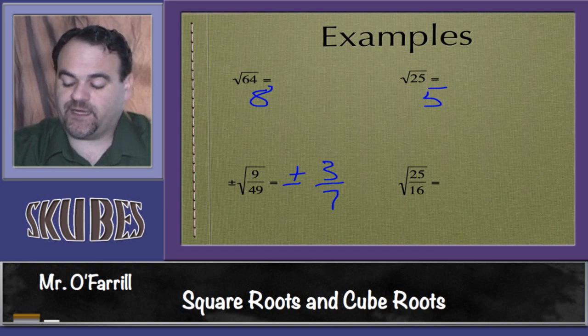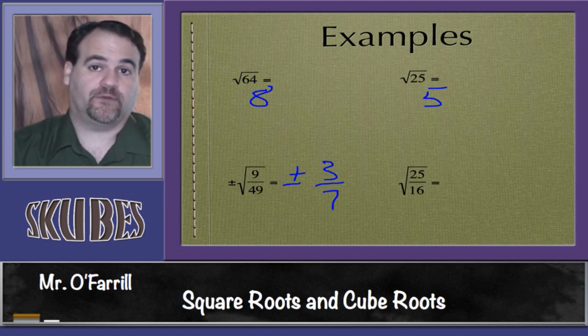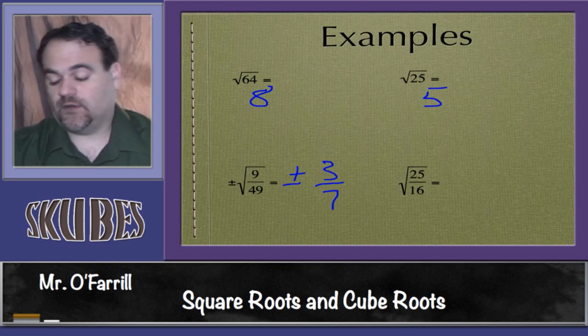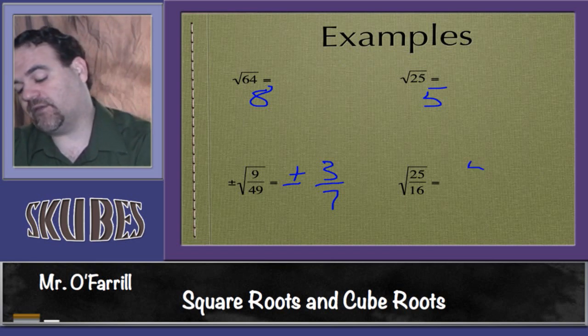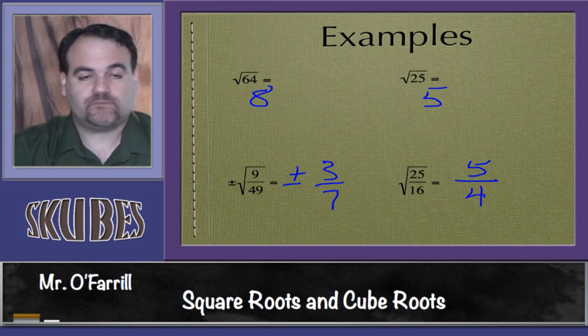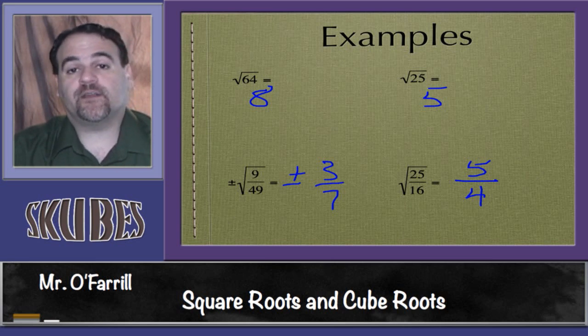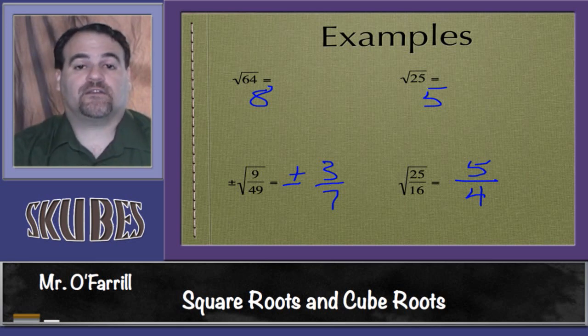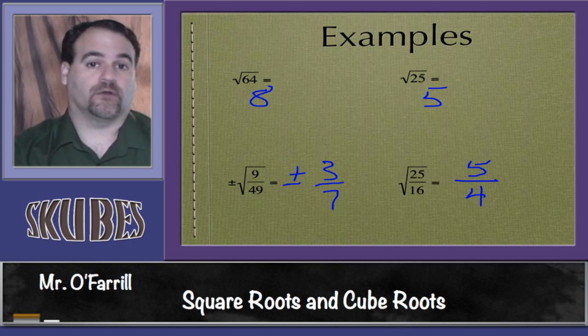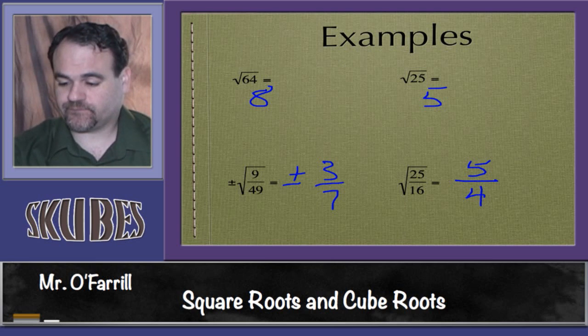And then for this last one on this page, we only want the principal root. So it's the positive one. The square root of 25, we already said, is 5. And the square root of 16, we said earlier, is 4. Again, fairly simple if you do take the time to memorize some of the most common powers.